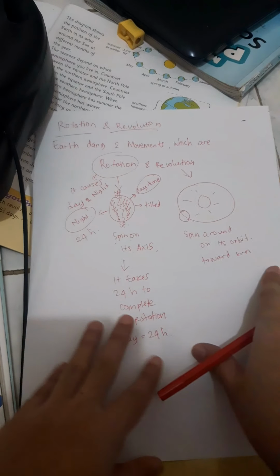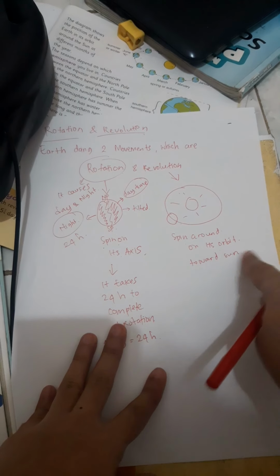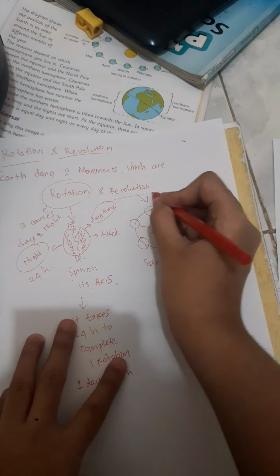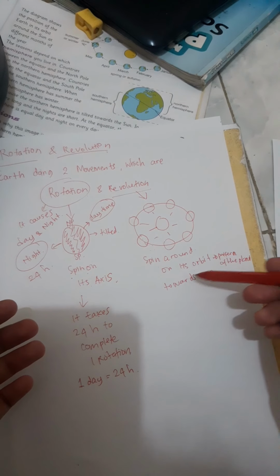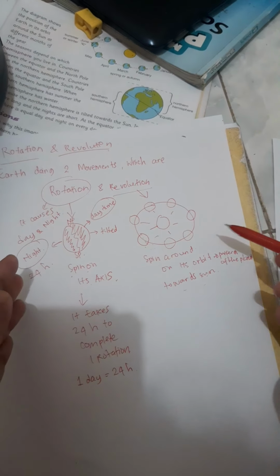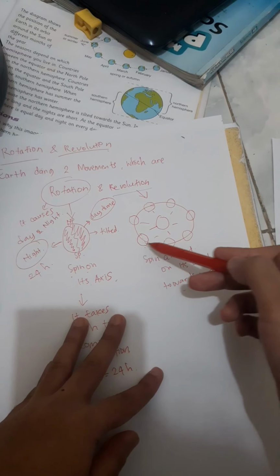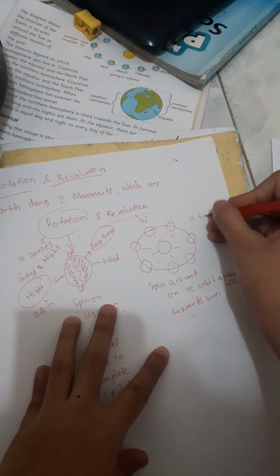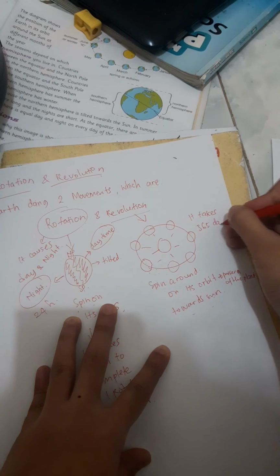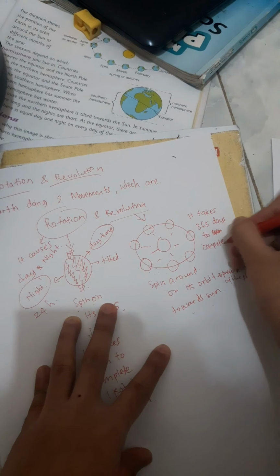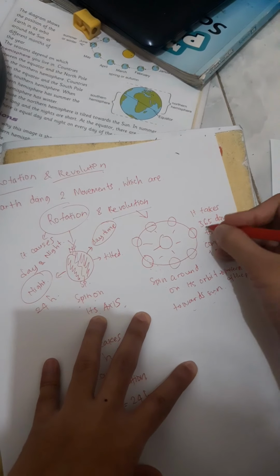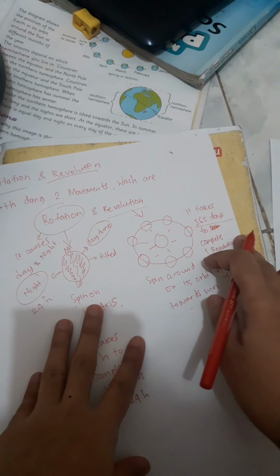Okay, now it's about the revolution. Revolution is the spin around on its orbit toward the sun. So the earth is moving from place to place over time. Every single month the earth is moving, and it takes 365 days to complete one revolution.